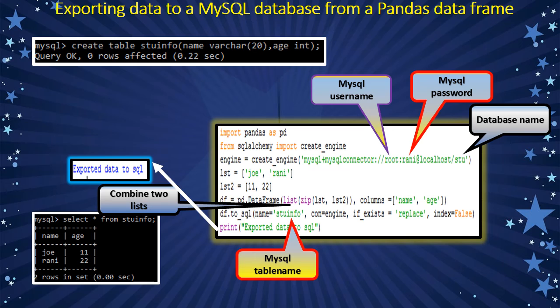So it's very important: before executing the Python program, you must create the table in SQL. The name and age are two columns. So the columns also must be the same.